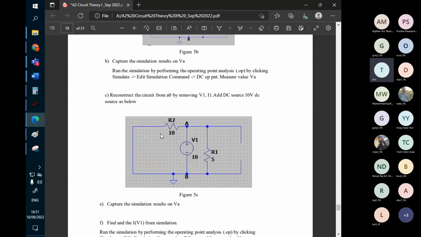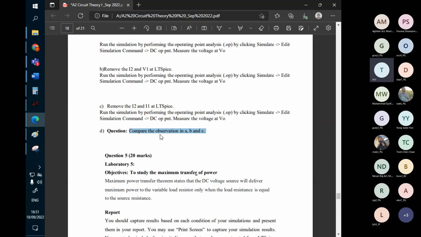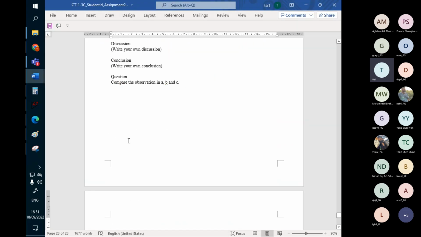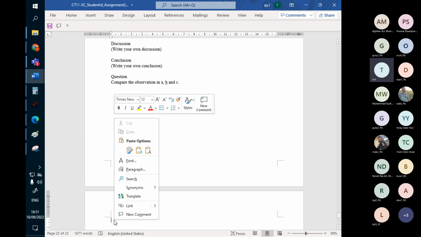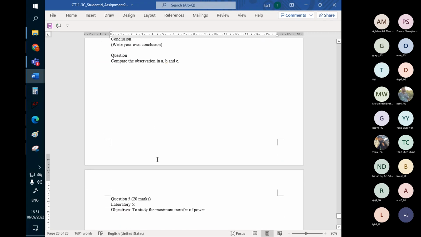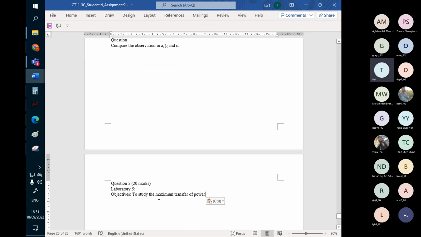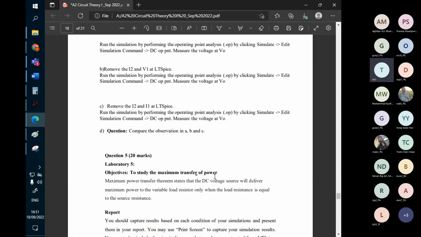Just a few steps more only. What question 5 is about is the maximum power transfer. Okay, let me give you some background information about this maximum power transfer. This is quite an important concept also, especially when you come to the exam time or the assignment, how to calculate this maximum power transfer.